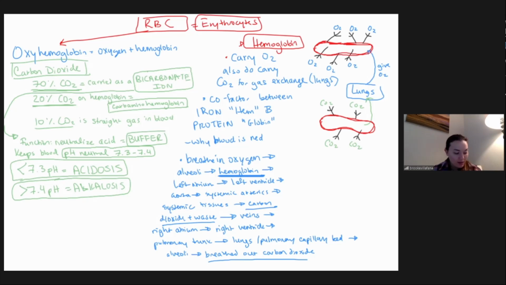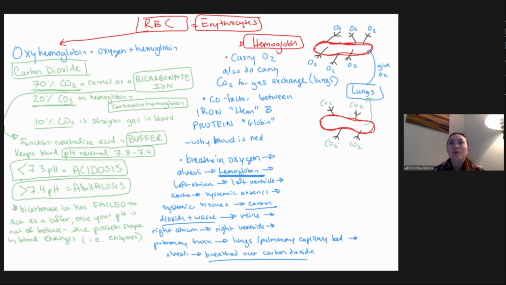So if we get into acidosis or alkalosis, this means that the bicarbonate ion has failed to act as a buffer. So your bicarbonate ion has failed to buffer the system, and now you've become acidotic or you've become alkalotic, okay? And once your pH is out of balance, the protein shape in your blood will change. So this is like your enzymes changing. Once enzymes change, your metabolic reactions change. Once your metabolic reactions change, everything changes.